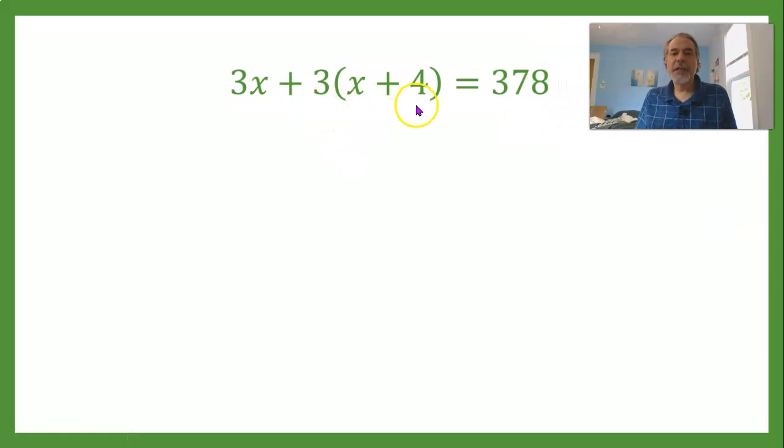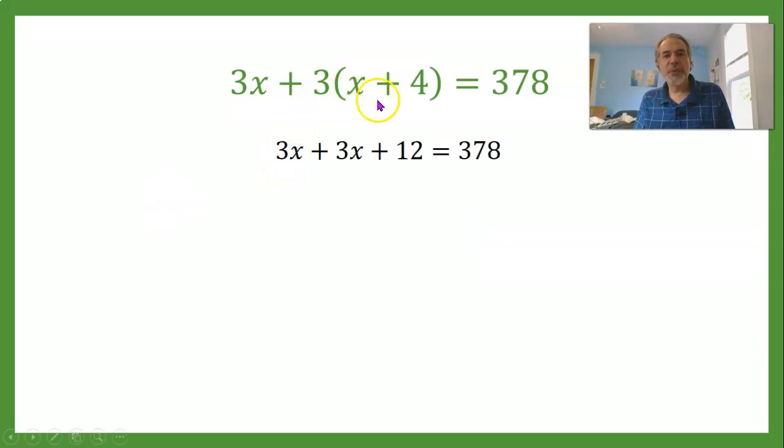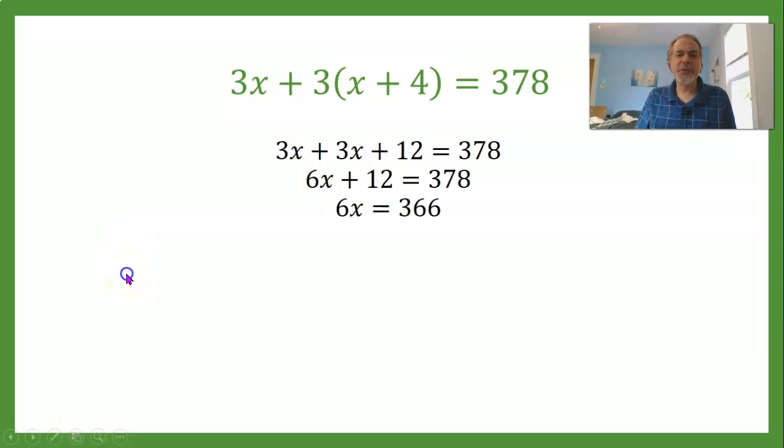Okay, let's start by getting rid of the parentheses. It's nice there's no fractions in this one. So 3x plus 12 equals 378. Combine x terms and we get 6x plus 12 equals 378. Subtract 12 on both sides, we get 6x equals 366. Divide both sides by 6, we get x equals 61.